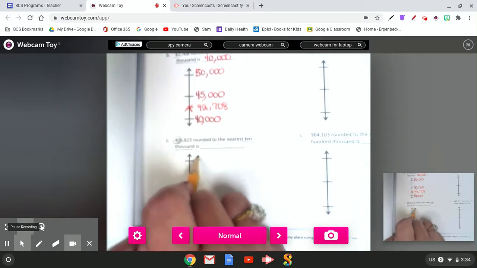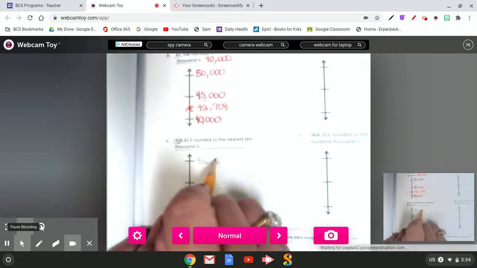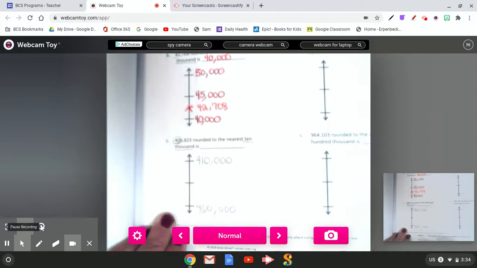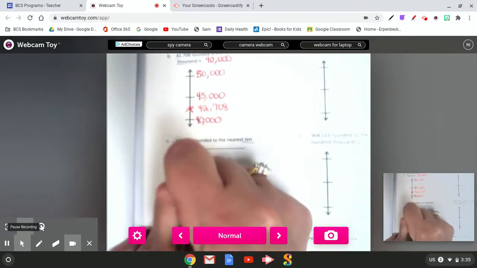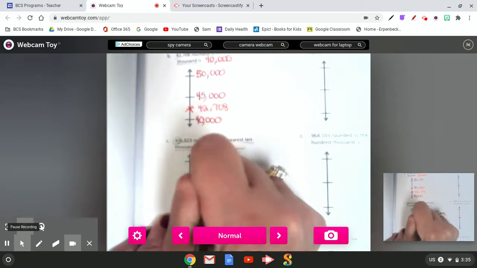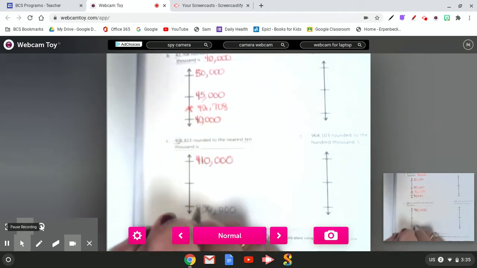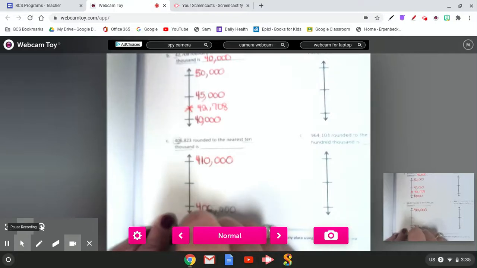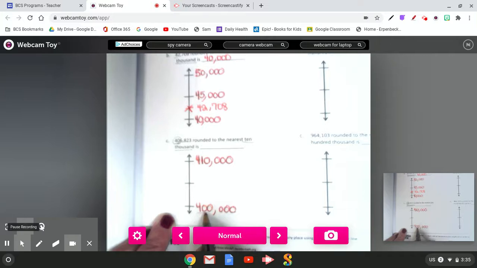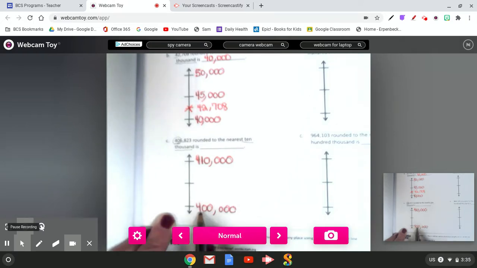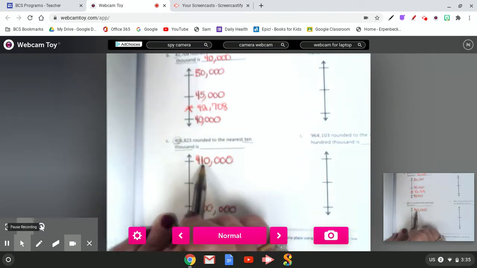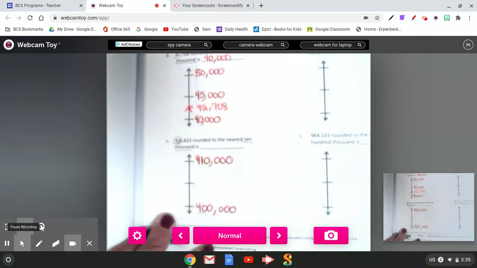So your next number to the nearest 10,000 would be 410,000. Now I'm going to go over in my marker so you can see that a little more clearly. 410,000. And here was 400,000. So when you put it on the vertical number line, you can see we had 0 in the 10,000s. We added 10,000, or the next 10,000 would be having a 1 in that place. So 40 10,000s is 400,000. 41 10,000s is 410,000.